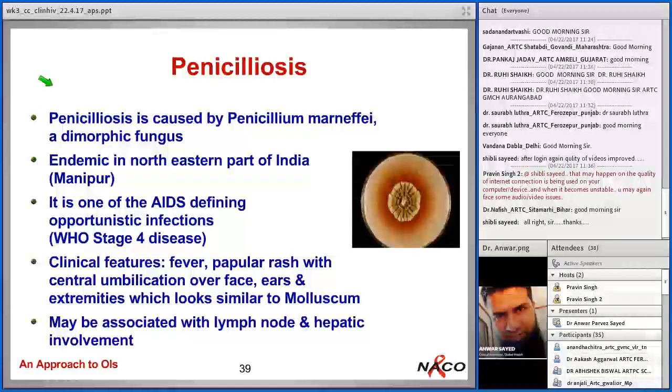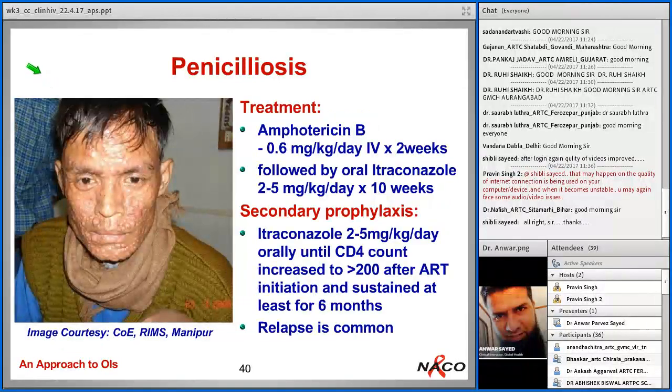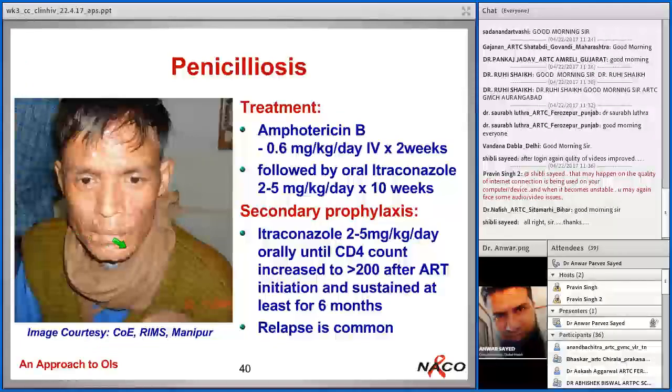That means if it is seen, then the person will be staged at stage 4, and clinical features will have fever, papular rash with central umbilication over the face, ears, and extremities, which looks like molluscum, and may also be associated with lymph node and hepatic involvement. You can see the picture here, how the papules look like molluscum, and this is typically seen in northeastern regions where it is endemic. Then amphotericin B is the treatment of choice for 2 weeks, which is followed by oral itraconazole for about 10 weeks.